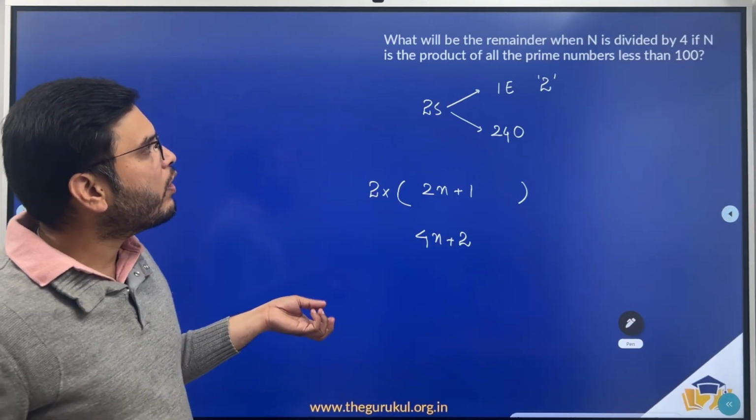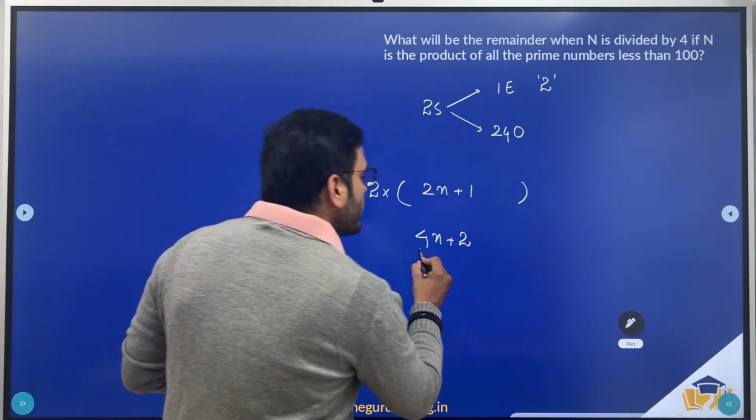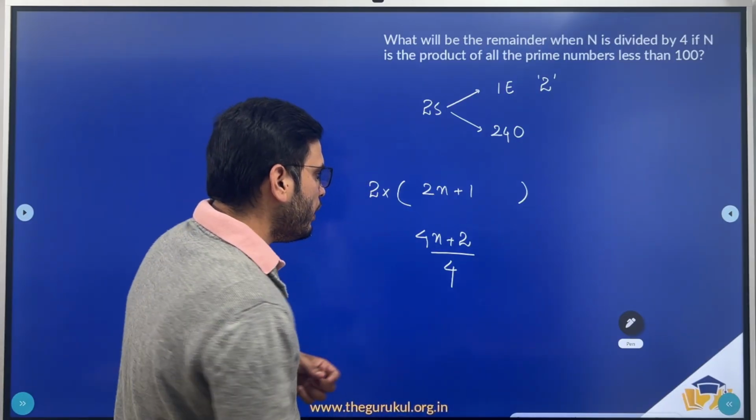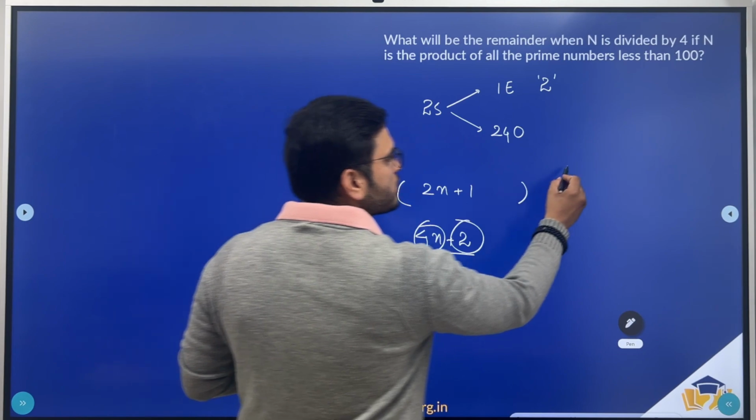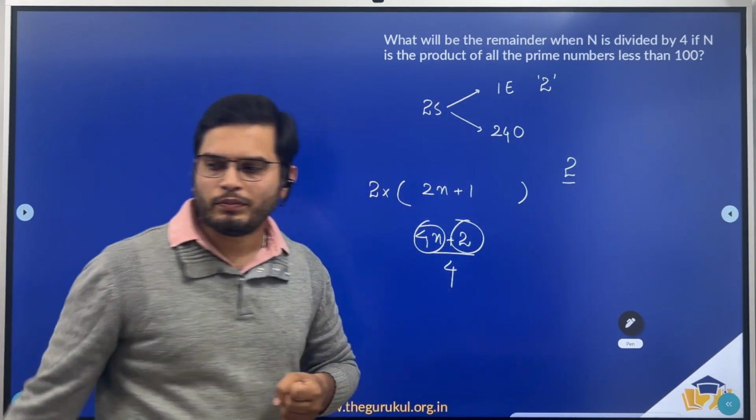What was asked? We are asked to find the remainder when this is divided by 4, right? So 4n is divisible by 4. So what would be the remainder? 2. So the answer for this question should be 2.